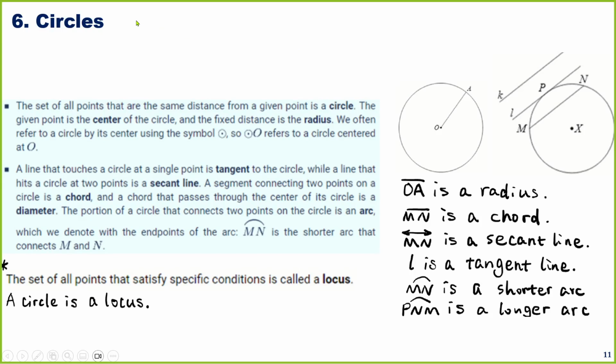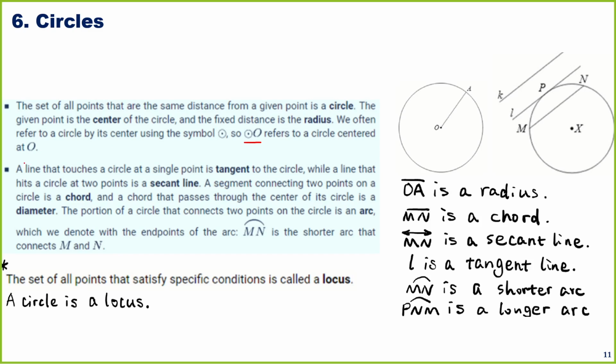Okay, so concept of circles. The set of all points that are the same distance from a given point is a circle. So basically, a circle is a set of all points that are equal distance to a center point. The given point is the center of the circle, and fixed distance is called the radius. We often refer to the circle by its center using this symbol here. So circle O, using this symbol here, refers to a circle centered at point O.